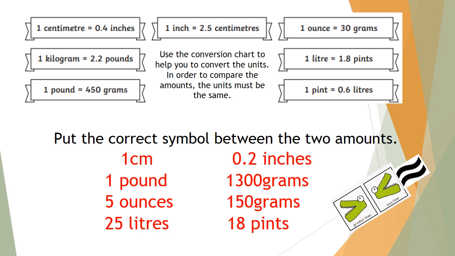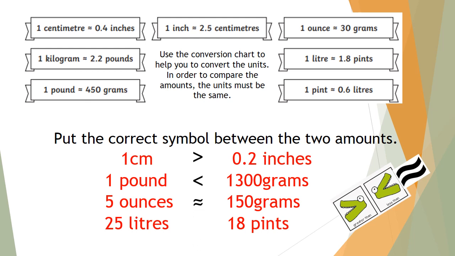Excellent. Let's go through the answers. We know that 1 centimetre is greater than 0.2 inches because we need 0.4 inches to make a centimetre. 1 pound and 1,300 grams. Well, 1,300 grams is greater because we know that we need 450 grams to make a pound. So if I've got more than 450 grams, then I've got more than a pound.